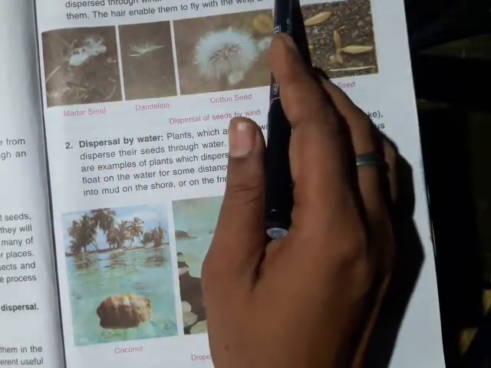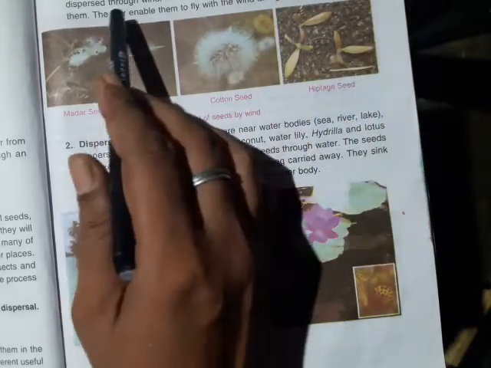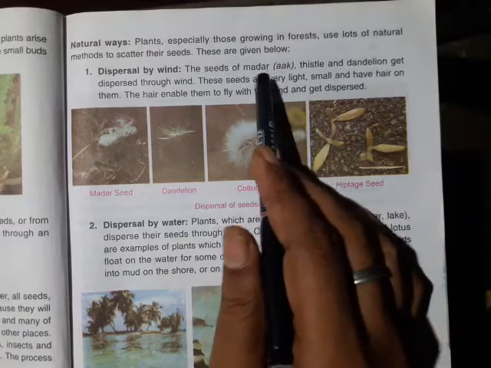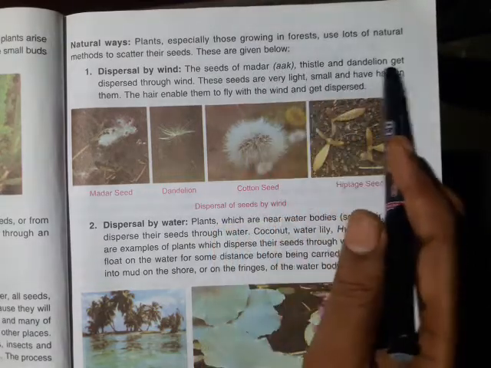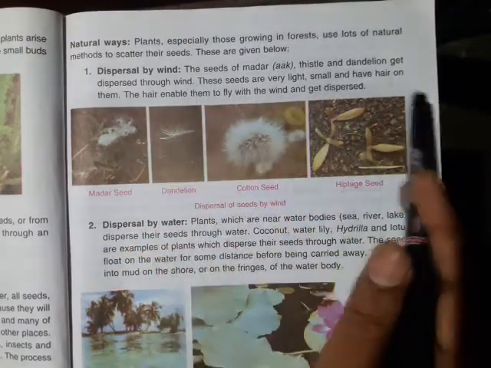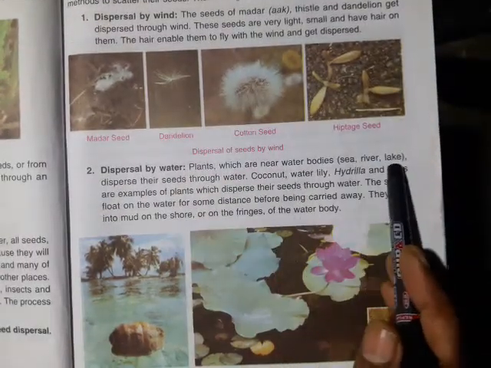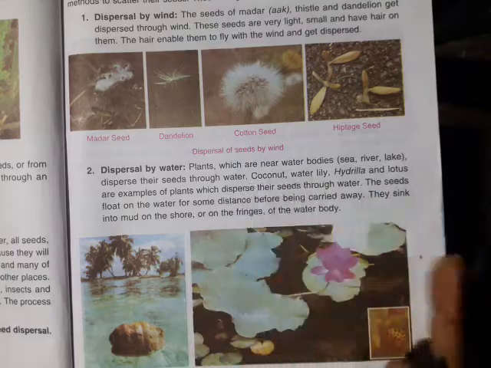Aak, thistle and dandelion get dispersed through wind. Dispersal by water. Plants which are near water bodies, sea, river, lake, disperse their seeds through water. This is a simple thing.